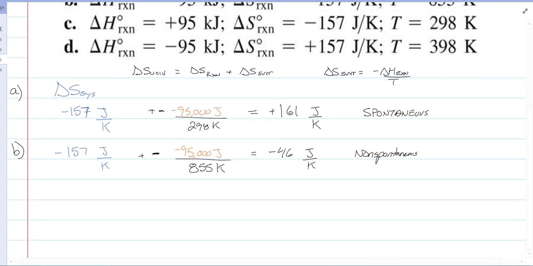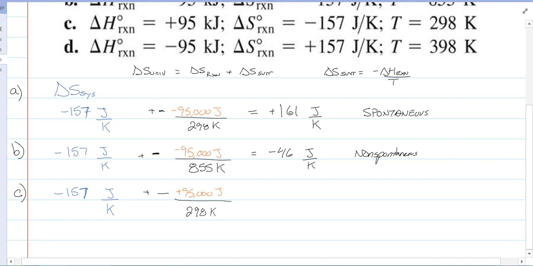For C, we have still negative 157.7 joules per Kelvin. Right, plus negative, and then we got to put delta H in there, and delta H is positive 95,000 joules divided by the temperature of 298. Doing that, I get negative 476 joules per Kelvin, which would be non-spontaneous.